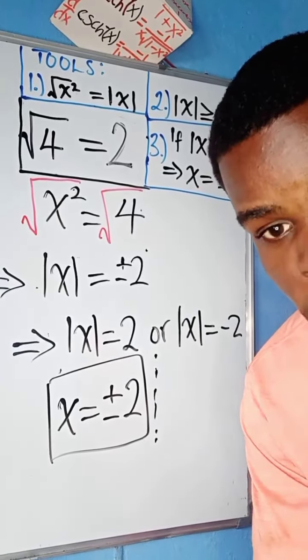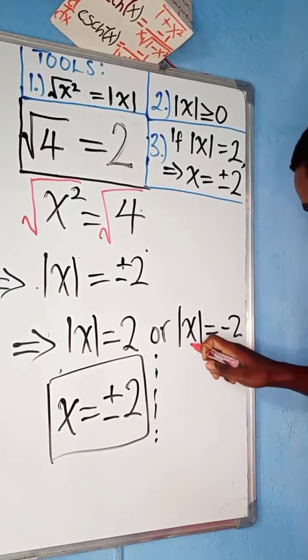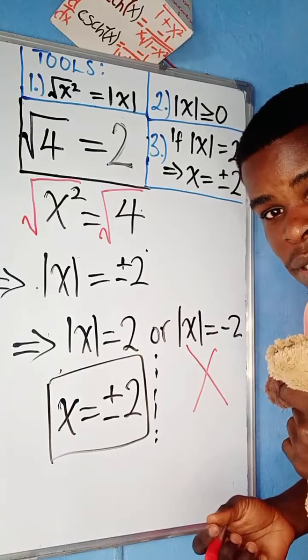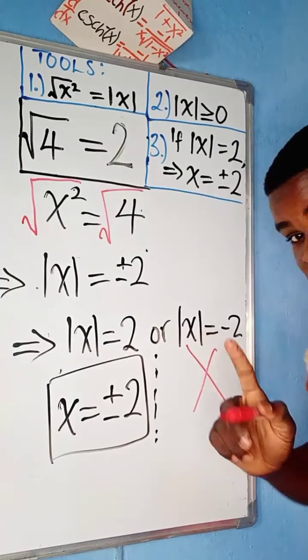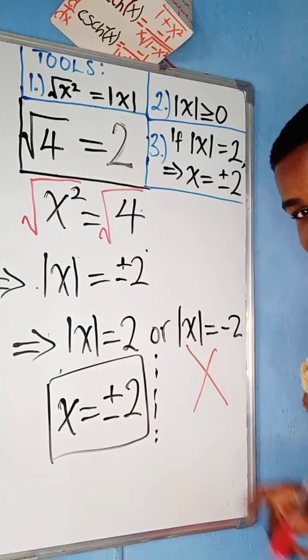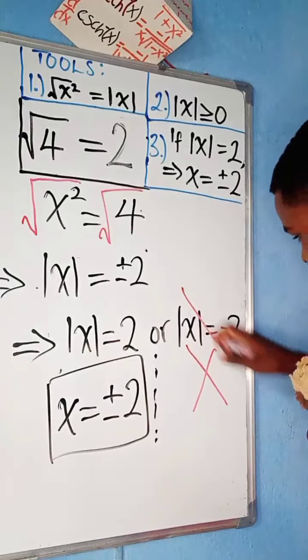This is wrong. This is not correct. So this is the contradiction. This is a wrong statement. The absolute value cannot be a negative number. No matter what we put inside here, provided what we put inside is a real number, as I assumed earlier, the absolute value here cannot give us a negative number. So this is the contradiction.